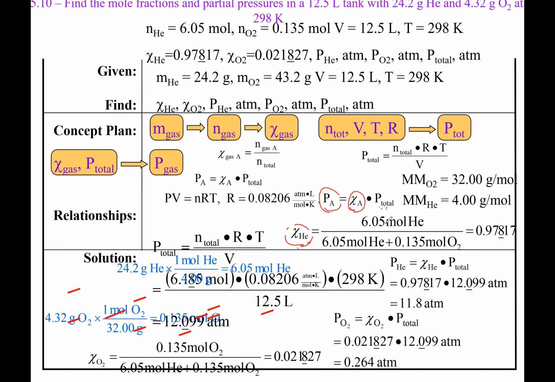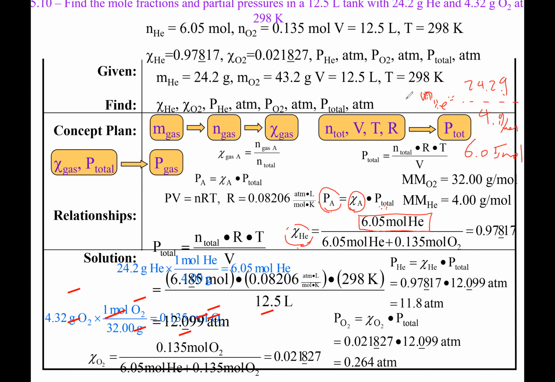How do you find moles of helium? If the mass of the helium is given to us, mass of helium divided by molar mass of helium gives you the moles of helium. So n helium equals mass of helium, which is 24.2 grams, divided by 4 grams per mole. That gives us 6.05 moles of helium.